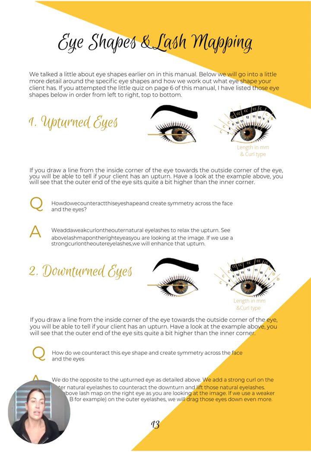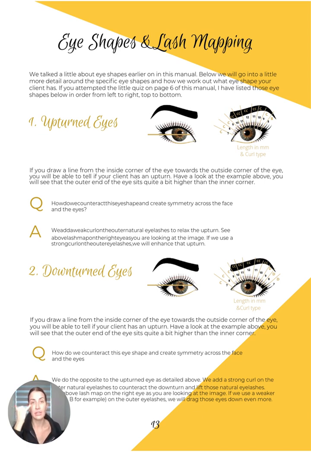Let's say this client has upturn, but her eyes are slightly closed. So we're going to start with our C. We're going to go into a slightly stronger curl in the midsection, which is going to lift that midsection. But we want to make sure when we come to the outers, because it is upturned, that we're using a relaxed curl to bring that down.